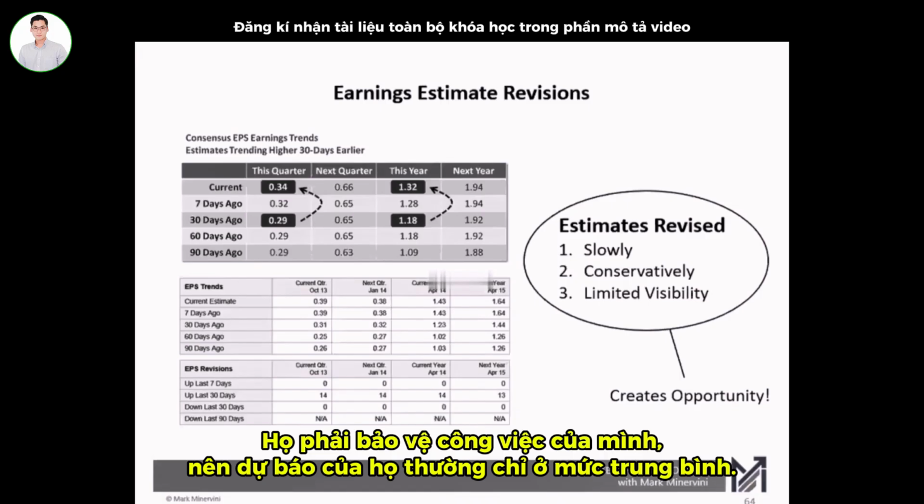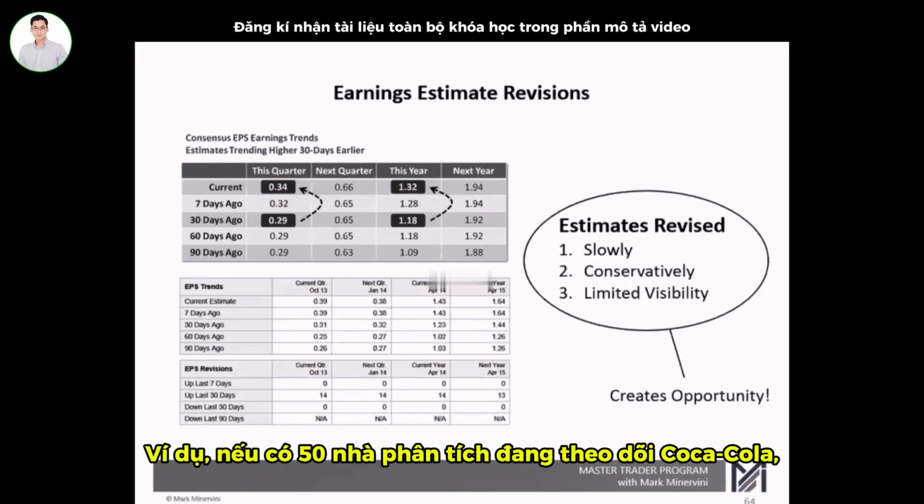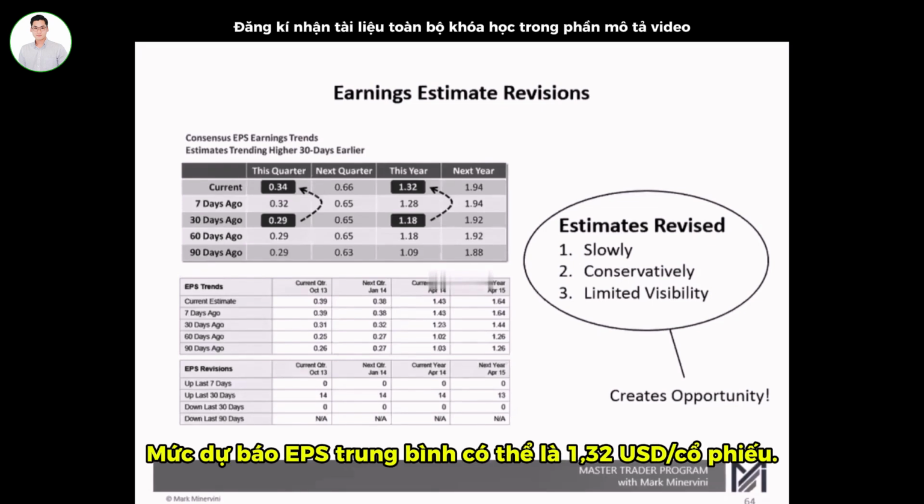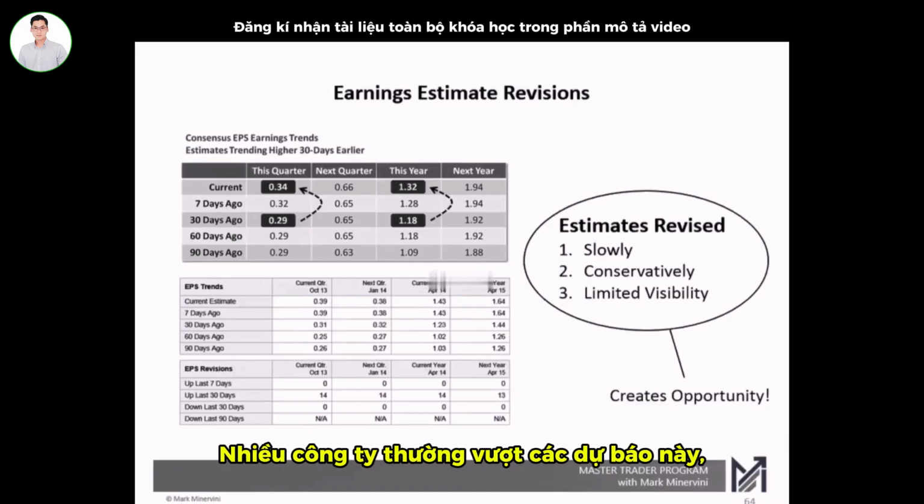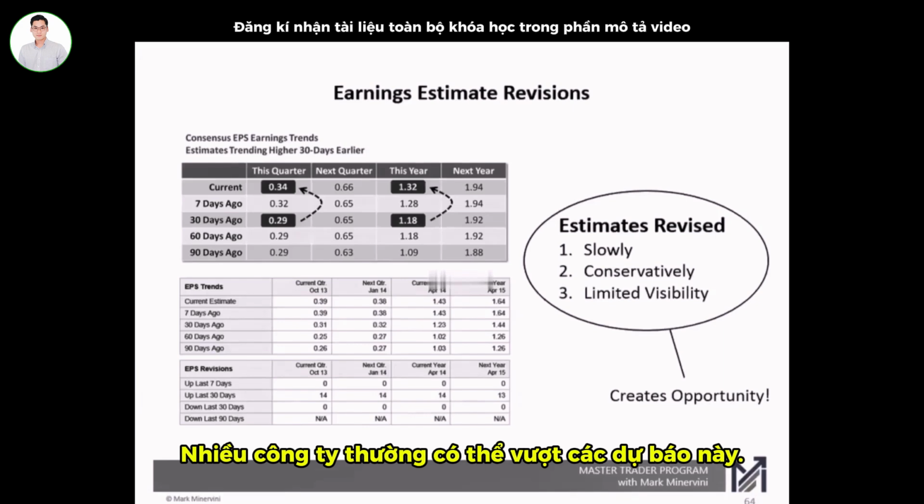So what they do is they sort of crowd around the average. So if there's 10 analysts, something like Coca-Cola might have 50 analysts following it. The average estimate, let's just say, is $1.32 for the year. So if you were to go and make this outlandish estimate that it was going to be $1.78, that would be taking a big risk, because now you're way away from the herd, and you're going rogue. So what happens is they're very conservative. So the companies can beat these estimates, but now that's also figured out too.